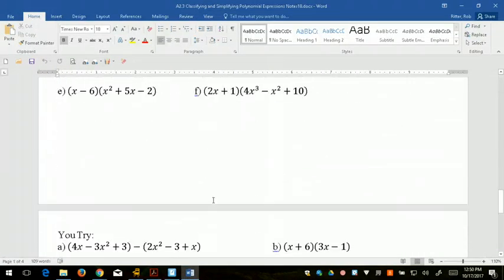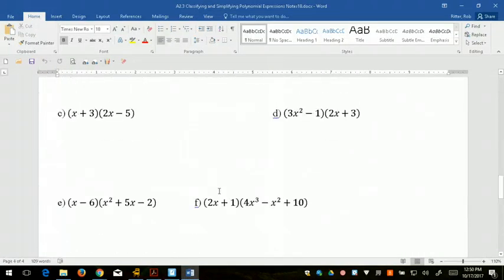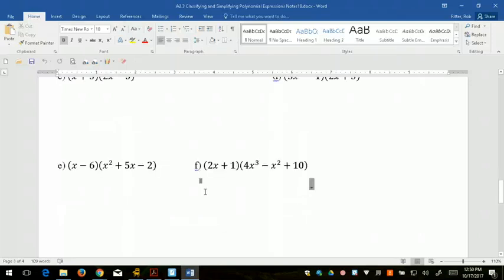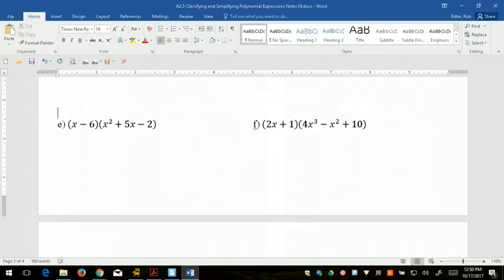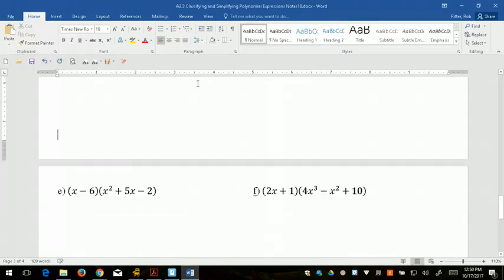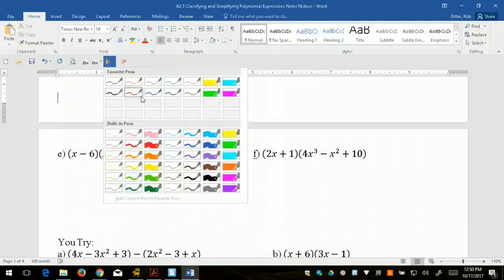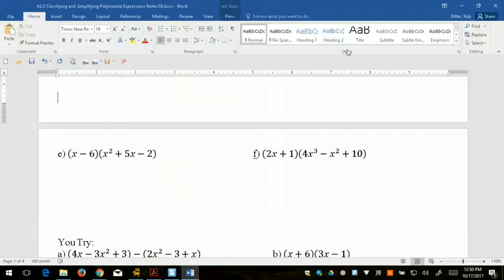All right, so we're down here at letter E and F, right? Before the U try. Is that right? Yeah. So I'm going to do those on this screen. I'm going to make sure I have lots of room to write, so you can actually see it.